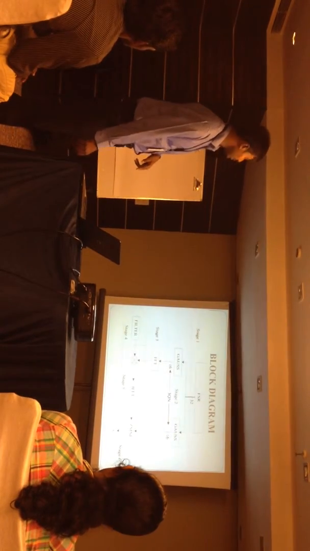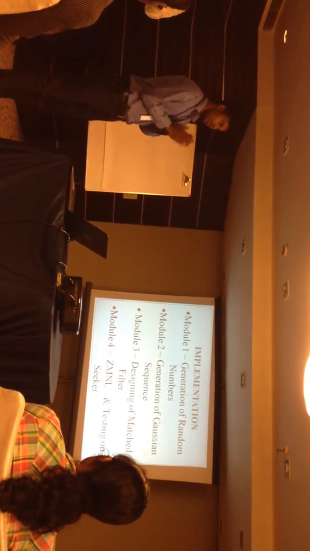Coming to the block diagram, it will be explained in the next few steps. These are the implementation methods. I am dividing my project into 4 modules. In the first module, I am generating pseudo-random numbers, because the noise will not be a continuous one; it will be a random one. For that purpose, I am generating pseudo-random numbers.